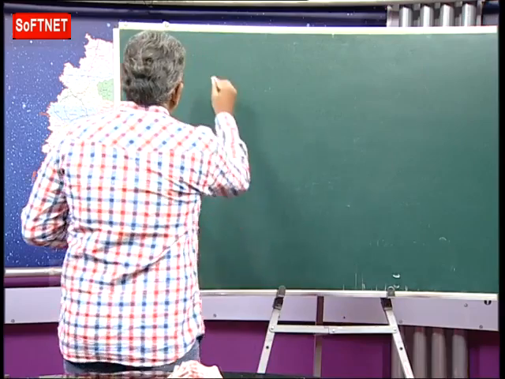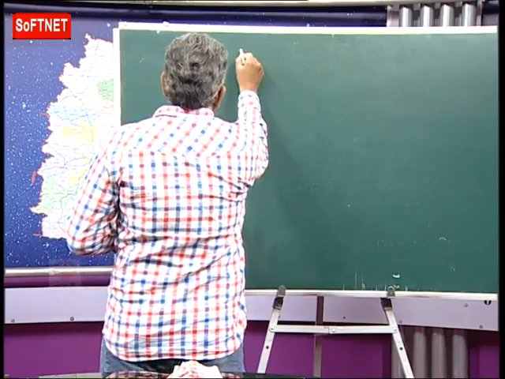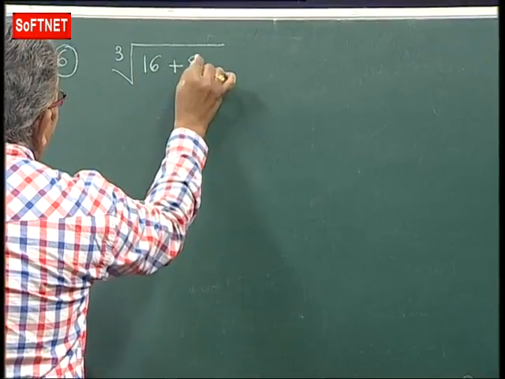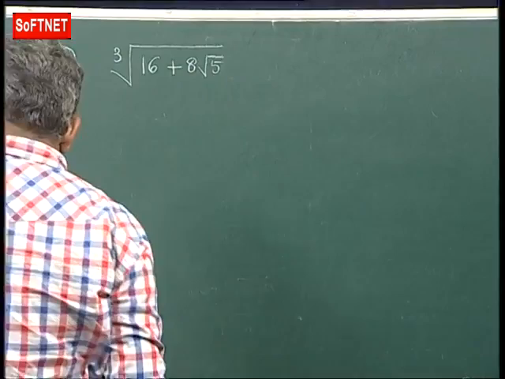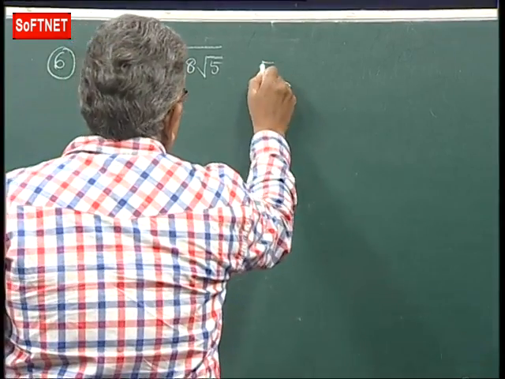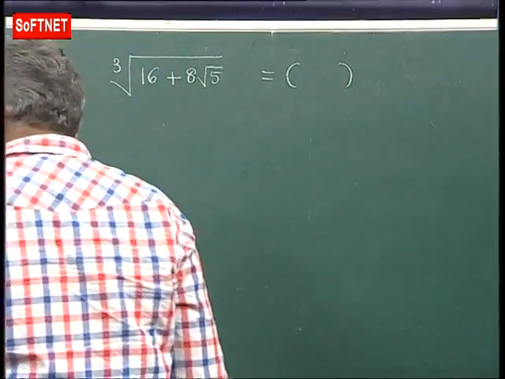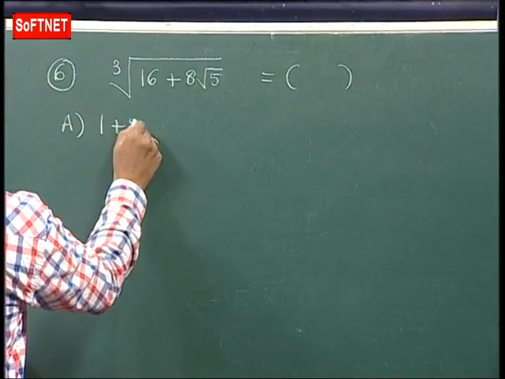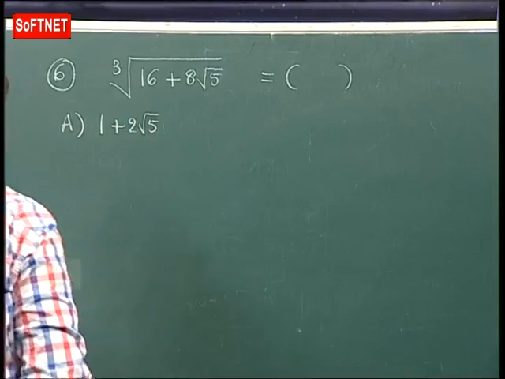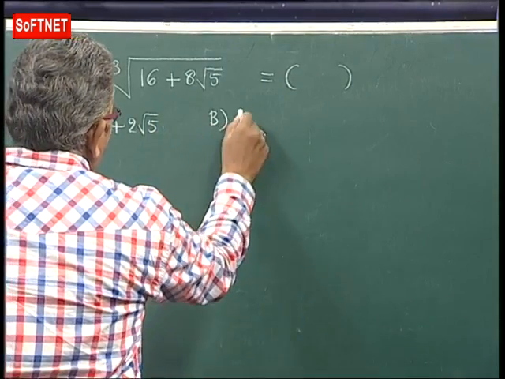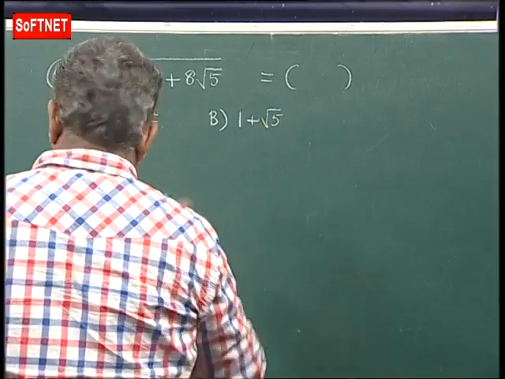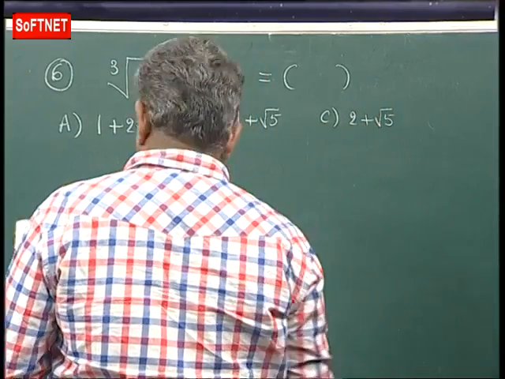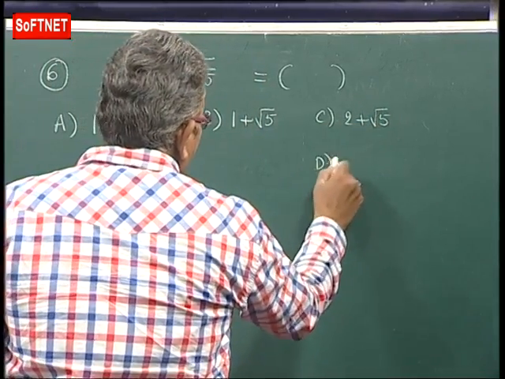Okay, sixth one. Cube root of (16 plus 8 root 5) equals to A 1 plus 2 root 5, B 1 plus root 5, C 2 plus root 5, D 3 plus root 5.